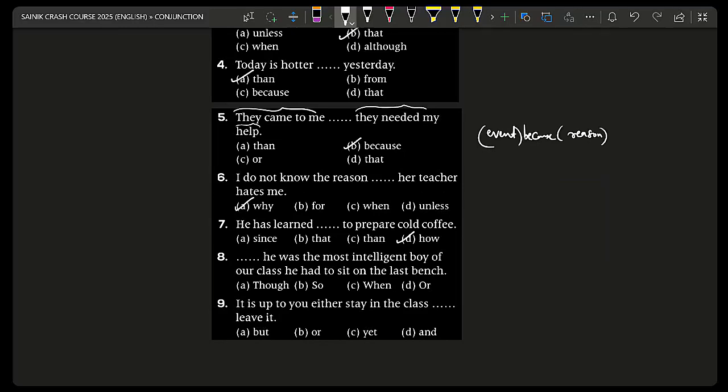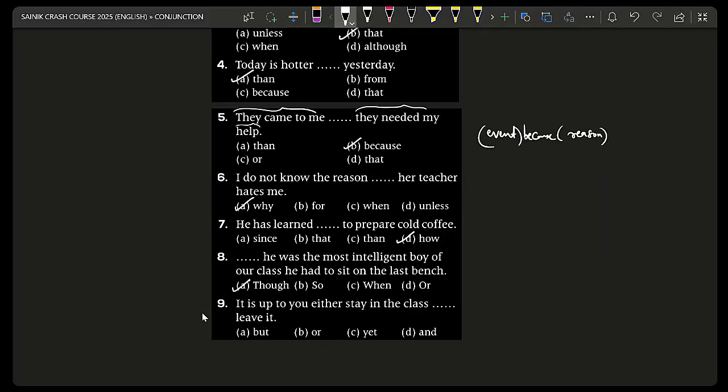Dash he was the most intelligent boy of our class. He had to sit on the last bench. He may be tall, even though he is a very intelligent boy. He's asked to sit at the last bench. Then which conjunction should we use? Though. So why did you go for though? The answer is correct, but I want the reason. Why are you using though? Can you explain your reason?